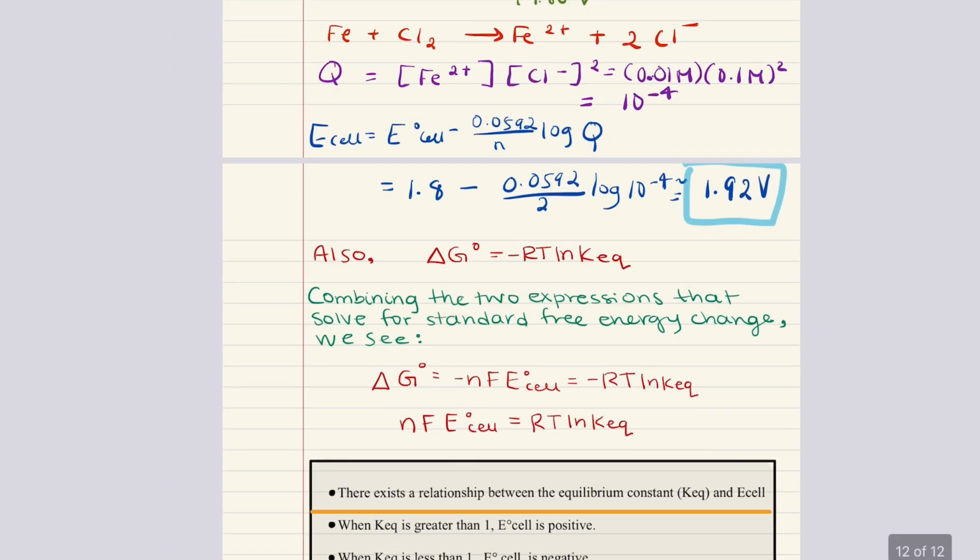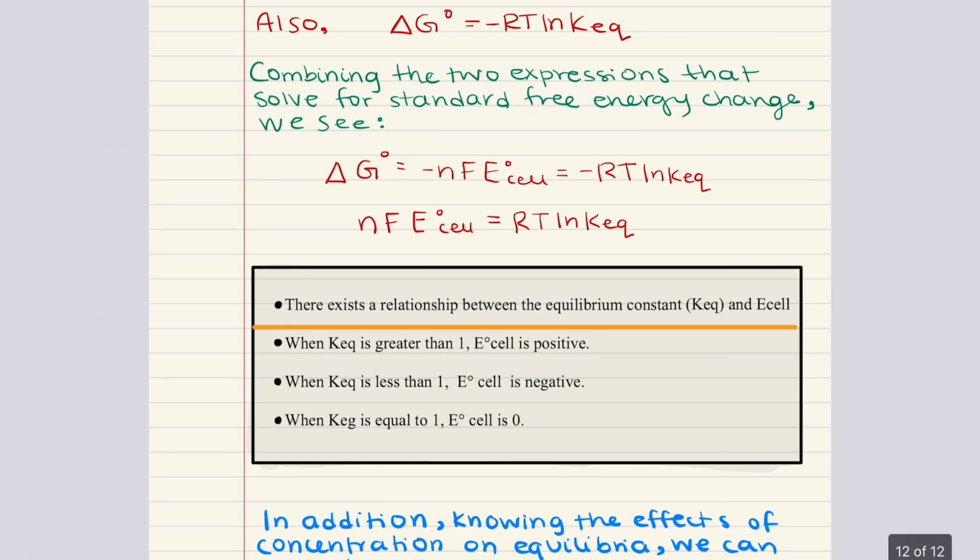Now, the next thing we want to talk about is how we can re-express the standard free energy change. In a previous chapter in this playlist, we defined the standard free energy change to equal minus RT natural log of KEQ, where R is the ideal gas constant, T is the absolute temperature, and KEQ is the equilibrium constant for the reaction. In this chapter, we define the standard free energy change to be equal to minus NF E naught cell, where N is the number of moles of electrons exchanged, F is the Faraday constant, and E naught cell is the standard EMF of the cell.